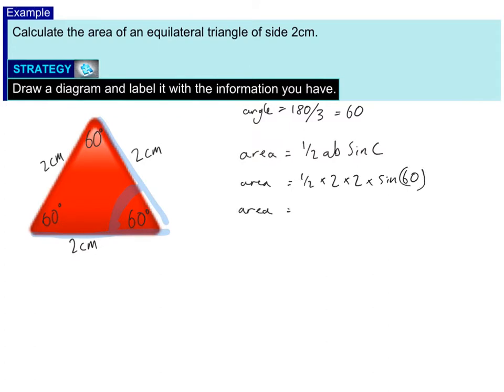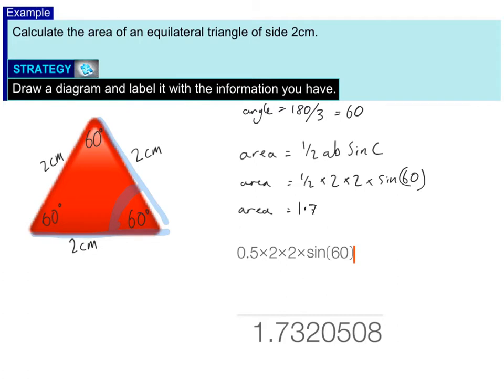So I can type that all in one go in my calculator. And the question hasn't told me how to round off here, so I'm just going to choose 3 significant figures. So 1.73, because the 2 means I don't need to round up. The sides are in centimetres, so the area is in centimetres squared.